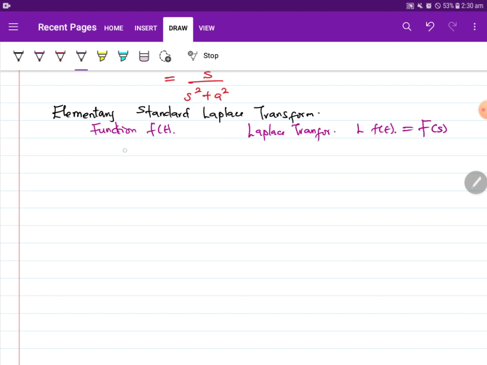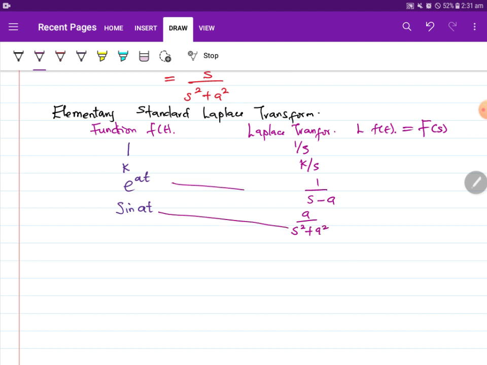So if you take the Laplace transformation of 1, the answer is 1 over s. If you take the Laplace transformation of k, the answer is k over s. You have to know that, so that it's going to help you when you are solving your question. If you take the Laplace transformation of exponential at, then the answer is 1 over s minus a. If you take the Laplace transformation of sine at, let's just take it as standard techniques, this will give us a over s squared plus a squared.